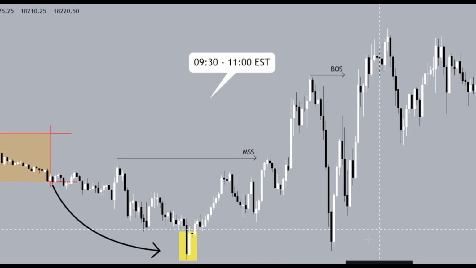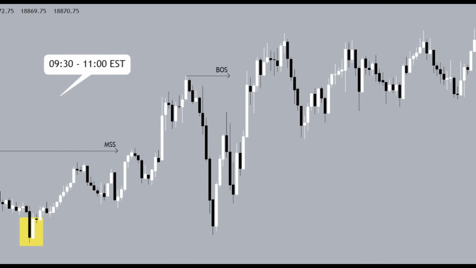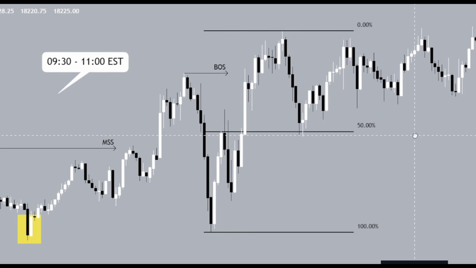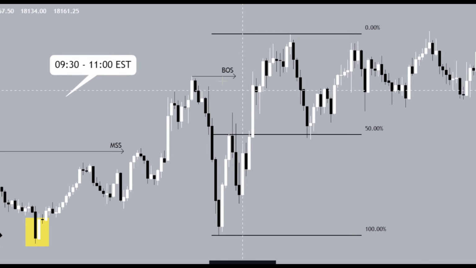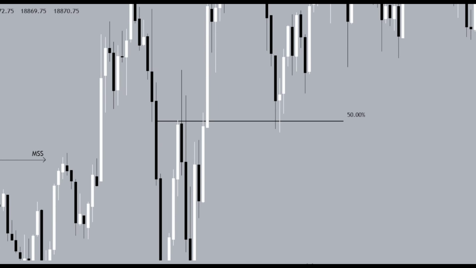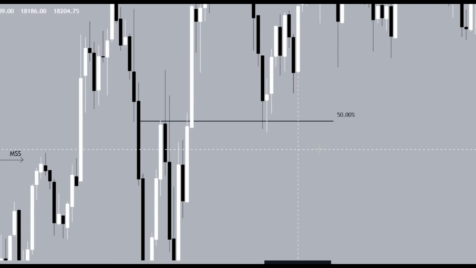From here, you want to understand where your dealing range is situated. We have a swing low down here, and a swing high all the way up here. So we have a dealing range that's been established. We've had a break of structure, we have a dealing range, we have a discount. Notice how price comes just below that 50% level, which represents a discounted retracement.